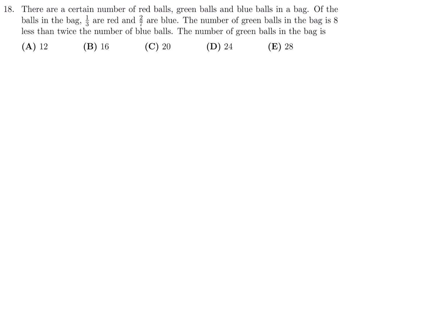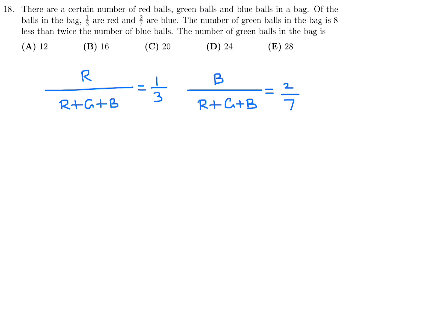So the first piece of information they give me is that the number of red over the total, which is R plus G plus B, red, green, and blue, is 1/3. The next piece of information is that the number of blue over the total, which is R plus G plus B, is 2/7. Okay? And then the third piece of information is that the number of green is equal to twice the number of blue and 8 less than that. So these are the 3 equations that they give me, and I have to somehow use them to figure out the number of green balls.